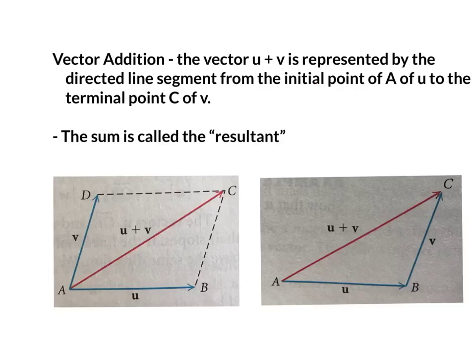All right, vector addition. There are two ways you can do vector addition. The vector u plus v is represented by the directed line segment from the initial point A of vector u to the terminal point C of vector v. The sum is called the resultant vector.